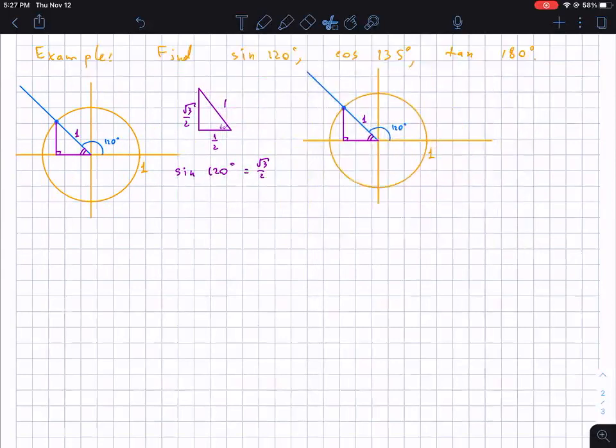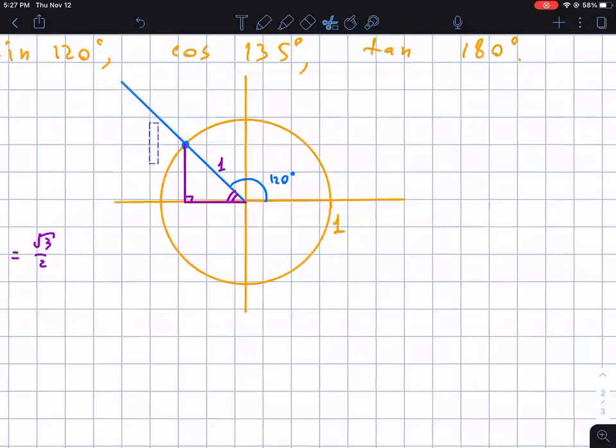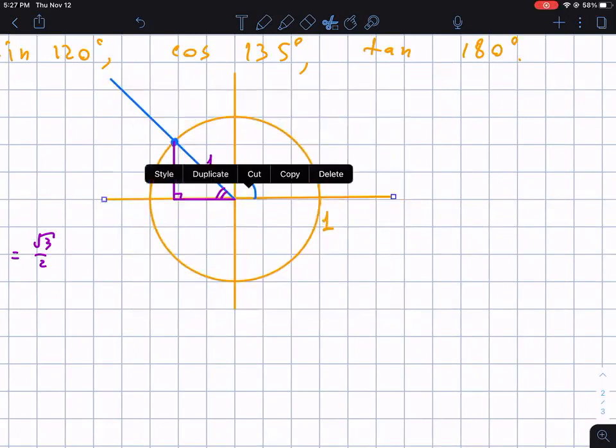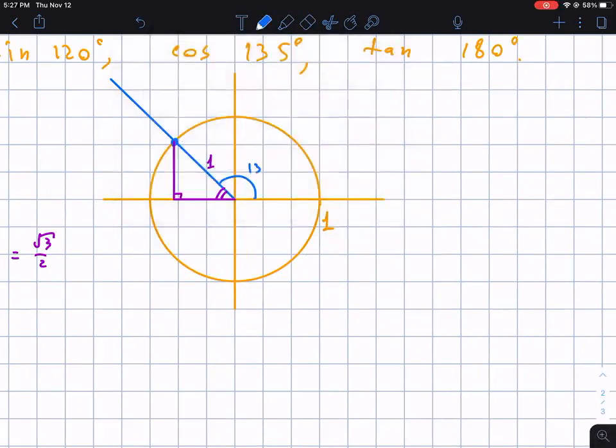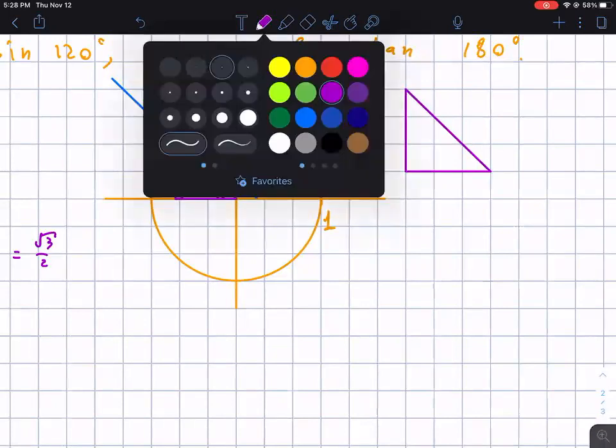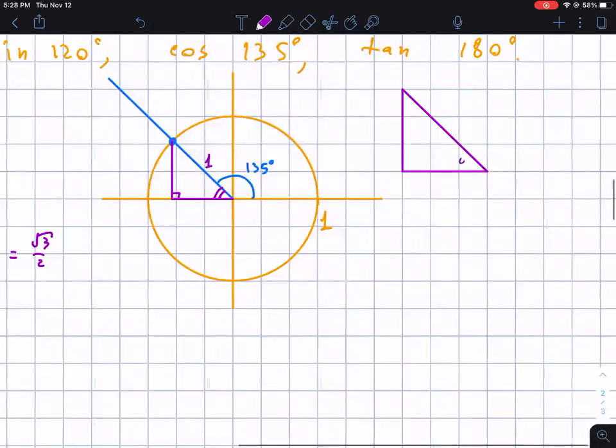So now let's pretend this angle is 135. I'm not going to change the diagram, I'm just going to pretend it's 135. Then my reference triangle is going to be the 45, 45, 90 triangle. Right, so this is going to be 45 degrees.